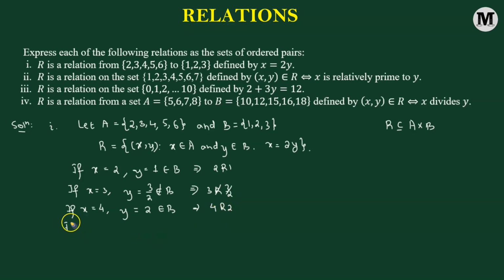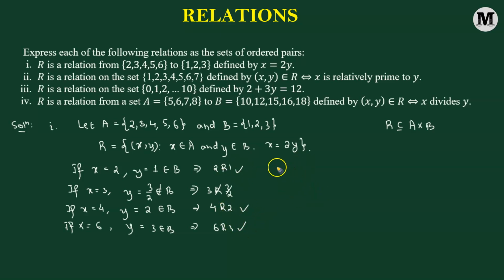Next, we're going to skip x equals 5 and go straight to x equals 6. The corresponding y value is going to be equal to 3. 3 belongs to the set B. So here we have a relation 6R3. Fine. So here we have obtained 3 relations: 2R1, 4R2 and 6R3.